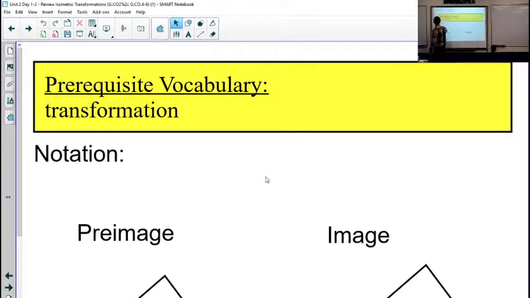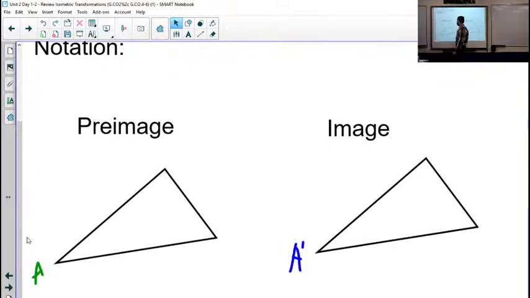So just a little bit of notation and terms before we get started here. When we transform a shape, we're going to wind up with a new shape, and that new shape is going to be called the image. The image is going to be the name for our new shape. And for our original shape, the shape we have before the image, we're going to call it the pre-image. So pre-image for our original shape, and the image is going to be our new shape.